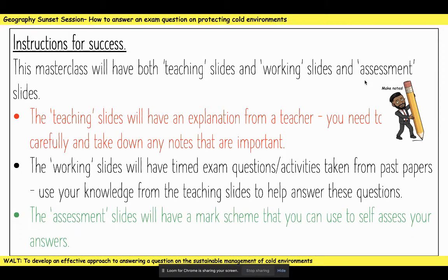The last part, and another bit that is not optional, are the assessment slides. These will have a mark scheme or some kind of green pen activity for you to do so that you can self-assess your answers and see how you've done.